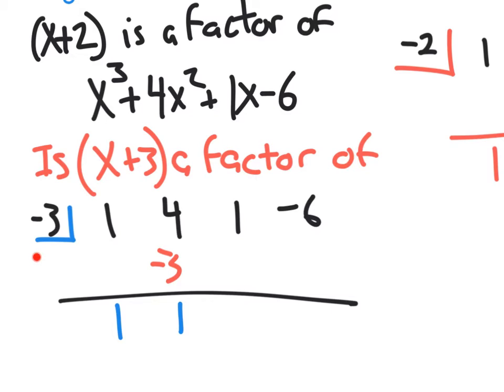As you go up, you multiply. Negative 3 times 1, negative 3. As you go down, you combine. 1 minus 3, negative 2. As you go up, you multiply. Negative 3 times negative 2, 6.